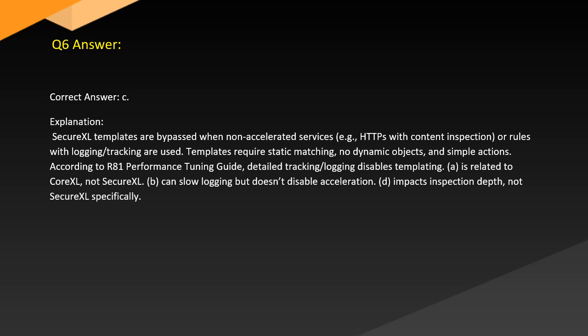Answer. Correct answer: C. Explanation. SecureXL templates are bypassed when non-accelerated services, HTTPS with content inspection, or rules with logging tracking are used. Templates require static matching, no dynamic objects, and simple actions. According to our performance tuning guide, detailed tracking logging disables templating.